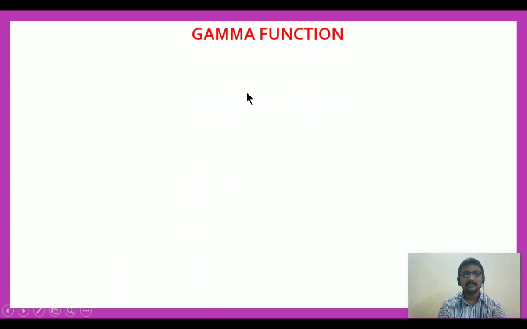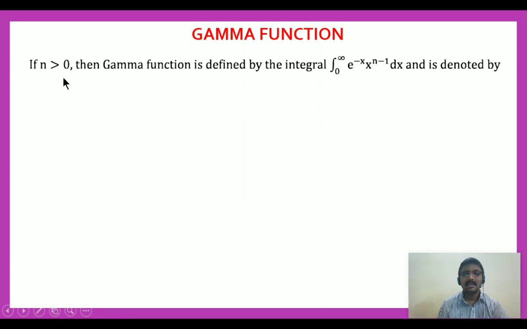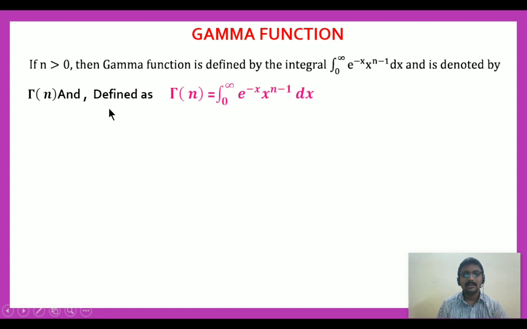Gamma function. Definition: if n is positive, then the gamma function is defined by the integral 0 to infinity e^(-x) x^(n-1) dx, and is denoted with gamma of n. So it is the symbol of gamma. So gamma of n is the integral of 0 to infinity e^(-x) x^(n-1) dx.